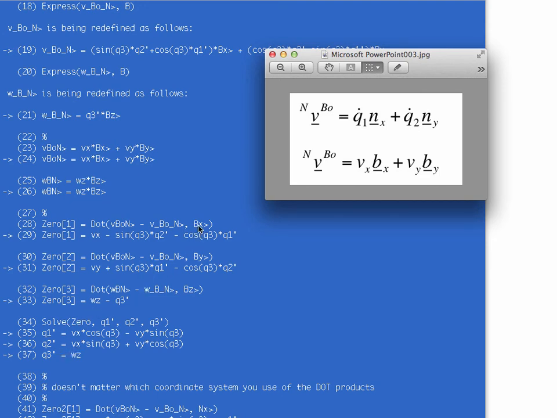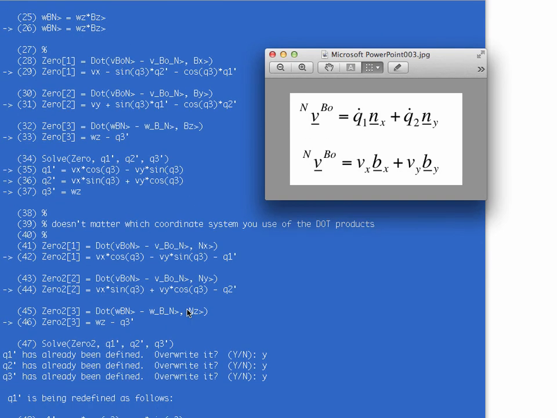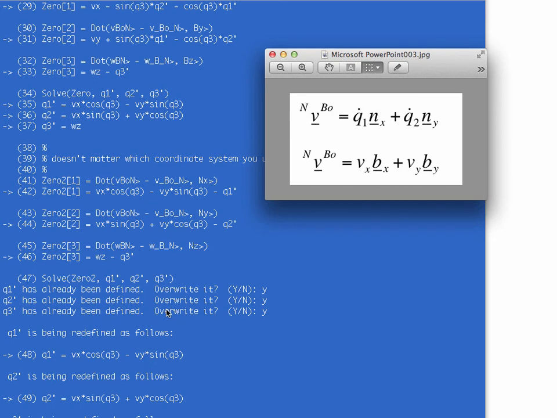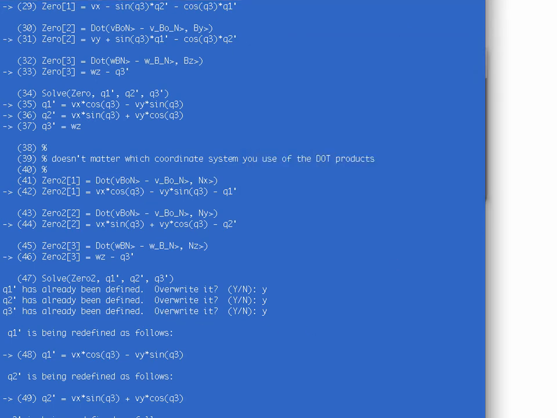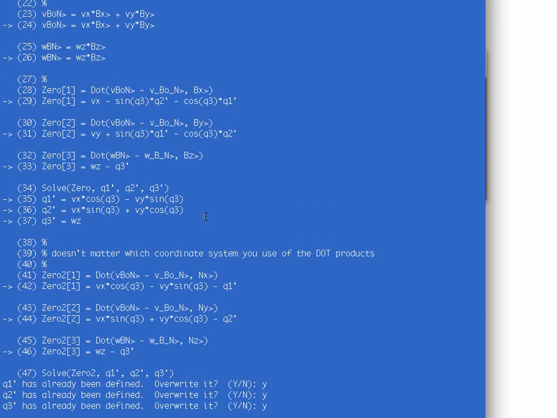Now, just to show that it doesn't matter, people might be wondering, hey, why did you use BX, BY, and BZ? Why not NX, NY, and NZ? Well, it turns out it doesn't make a difference. I can go ahead and use NX, NY, and NZ and solve it again. It asks, do you want to rewrite it? It gives me a little error, fine. And the answer is, you get the exact same answer. Q1 dot equals VX cosine Q3. If you compare this to up here, you get the exact same answer. Q2 dot equals VX sine Q3 plus VY cosine Q3. You get the exact same answer. So it didn't really matter whether it was NX, NY, NZ, or BX, BY, BZ. It shouldn't make a difference. I can solve the system of equations.